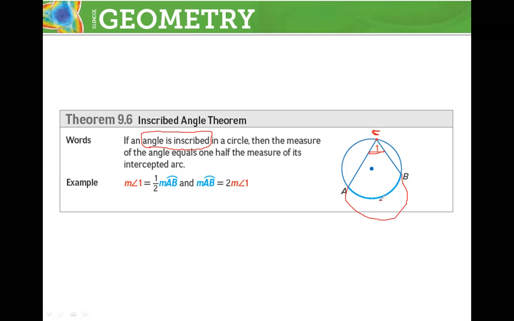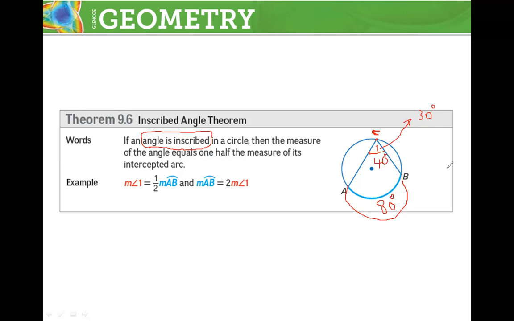Mazen, if this arc is 80, what is the measure of the angle ACB? 40. Yes, it's 40. And if the measure of the angle ACB is 30 degrees, what is the measure of the arc? 60. So this is the relation.